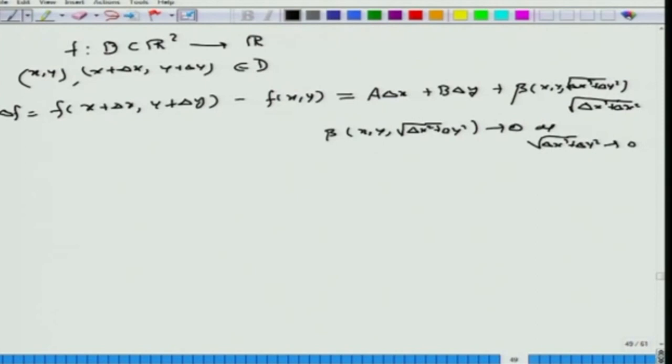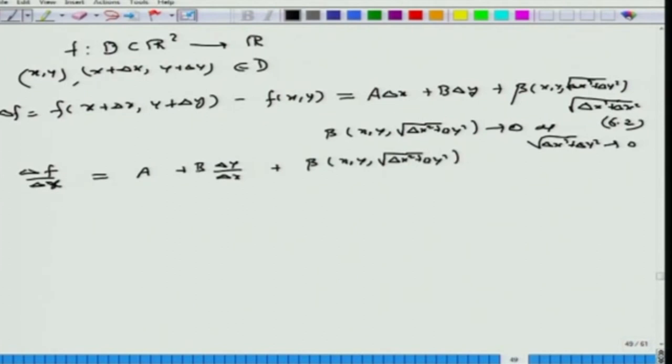So, we say that f is differentiable if the following happens, let us say this is 6.2. So, 6.2 holds if and only if f is differentiable, and we can again see that if we divide by delta x and fix delta y, we do not change delta y, only delta x is changing, and delta x tends to 0. Then we have a plus b delta y over delta x plus beta x y times square root of delta x square plus delta y square over delta x.